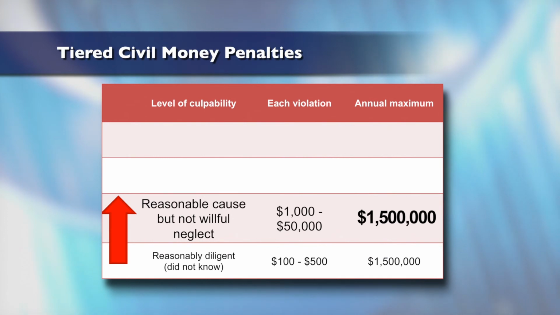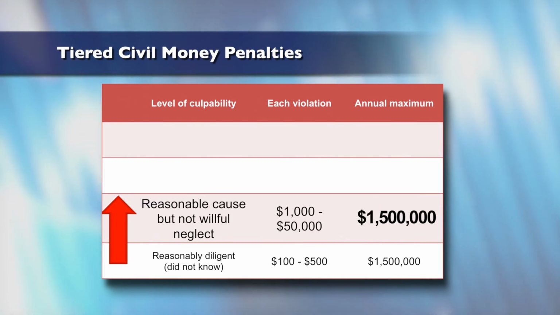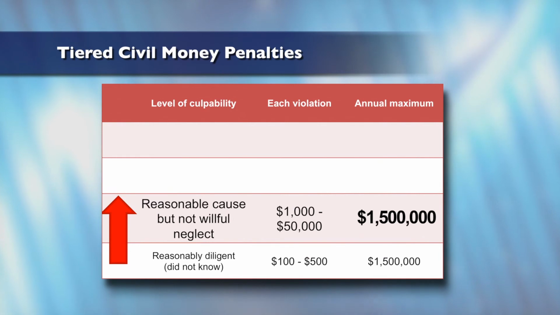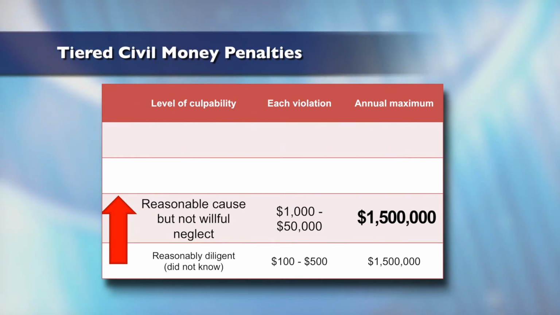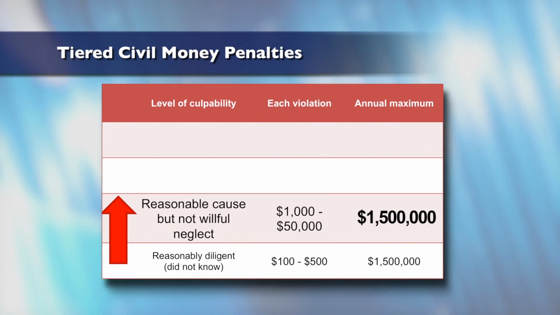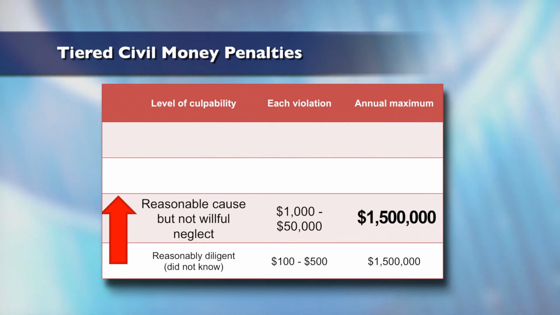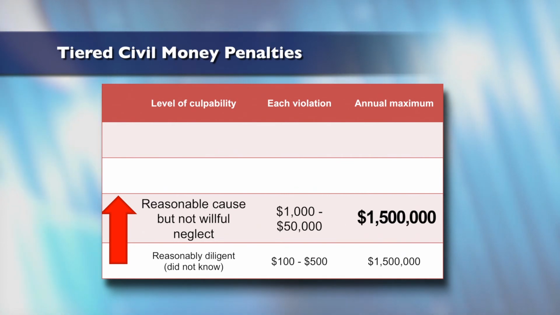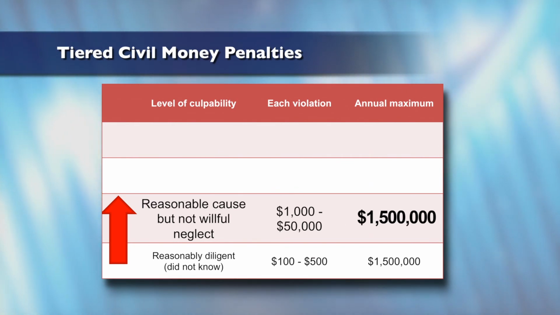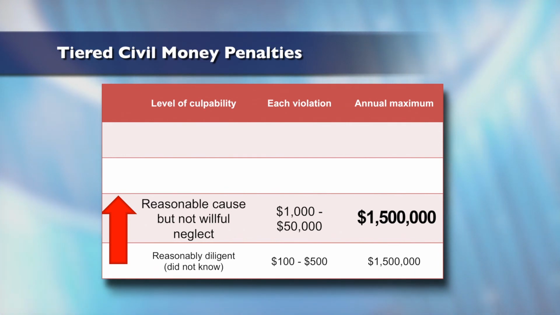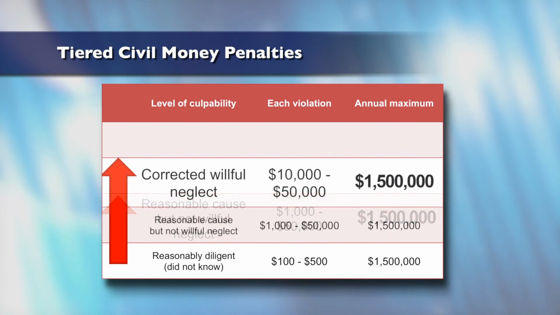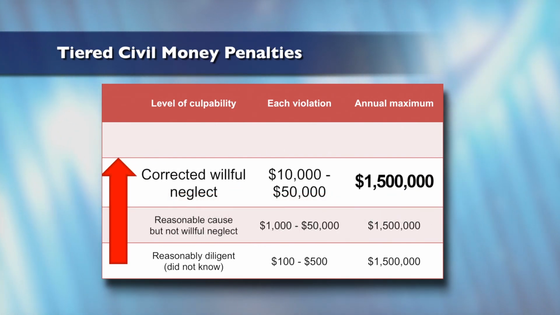The next level is where there is reasonable cause but not willful neglect, and you see the fines per violation are starting to increase now. While it was $1 to $500 for reasonably diligent, it's now $1,000 to $50,000 where there's reasonable cause but no willful neglect. And again, the annual maximum is $1,500,000.